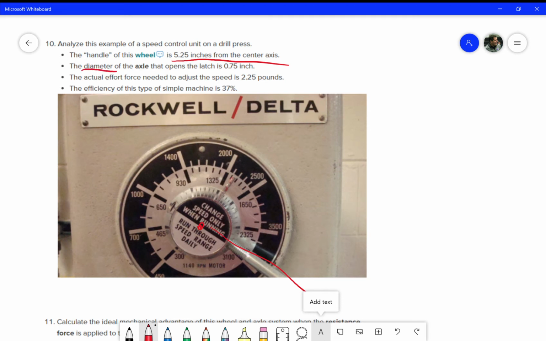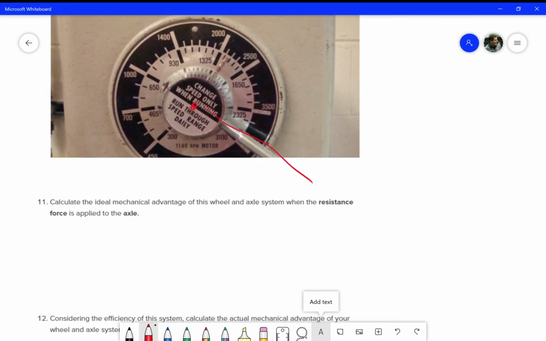All right. So when we do this, we need to be a little careful when we do our calculation to make sure we turn either our radius into a diameter or our diameter into a radius to do our calculation. All right, so let's move along with the first question. Calculate the ideal mechanical advantage. So IMA is dE over dr.